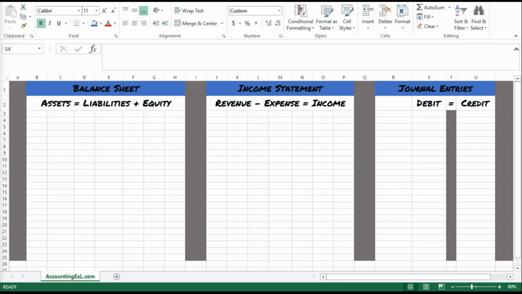The first one's the balance sheet. The way the balance sheet is broken down is by this equation here: assets equals liabilities plus equity. It's the first thing that you learn in accounting. Assets always have to equal the liabilities plus equity.